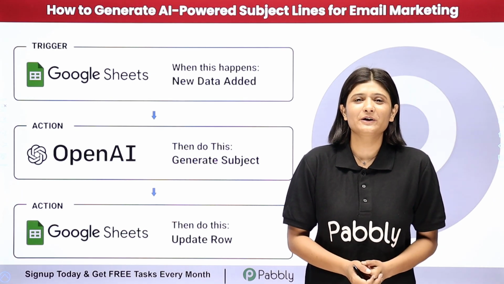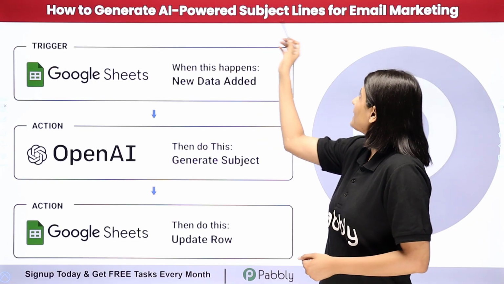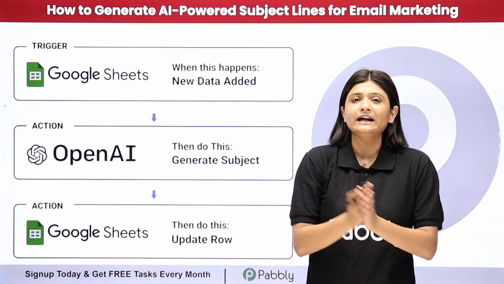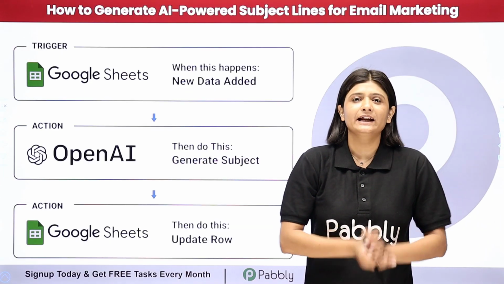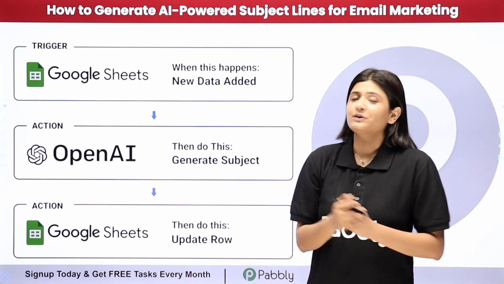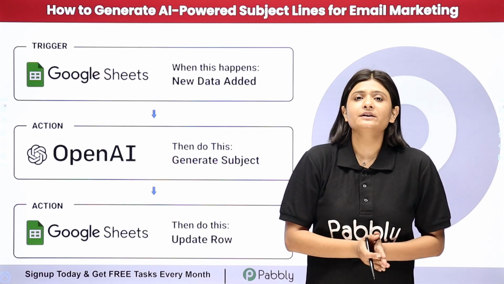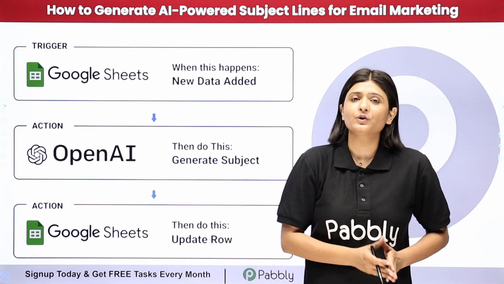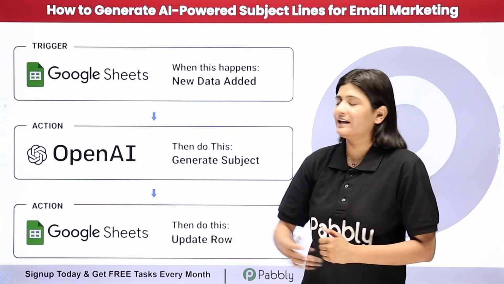In this video, we are going to learn how to generate AI-powered subject lines for email marketing. So let's suppose I'm running an e-commerce store and for my email marketing, I'm adding the email topics in my Google Sheet spreadsheet. Now I want that as soon as I add new data in my Google Sheet spreadsheet, the subject should be automatically generated with the help of my AI agent.